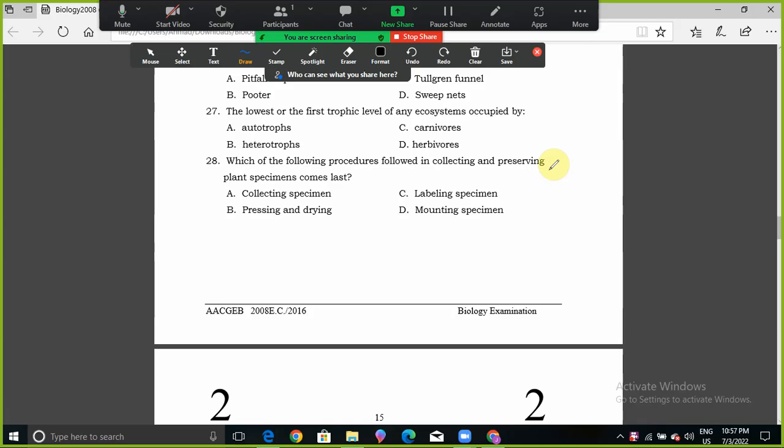Why? Because you know that herbivores are eating plants, right? And plants are in the level of heterotrophs. That is the first trophic level. So the correct answer for 27 is B. Now question number 28. Which of the following steps followed in collecting and preserving plant specimens comes last? The answer is labeling specimen, which comes last. Why? Because in order to identify plant specimens and where it was collected, labeling is very important.